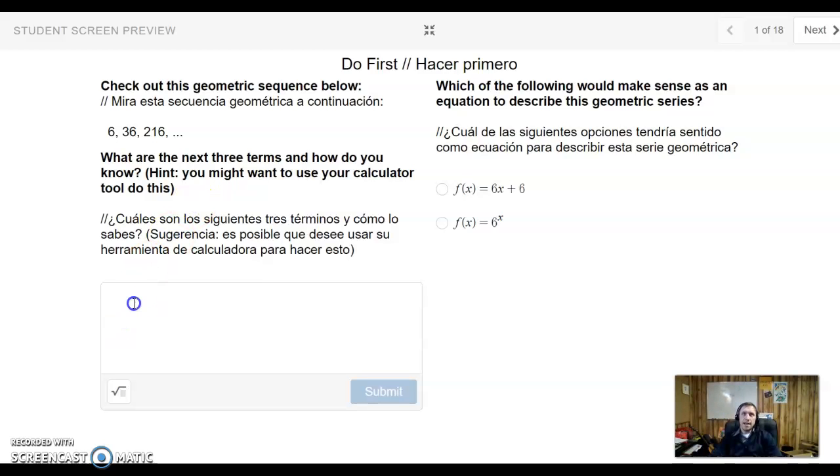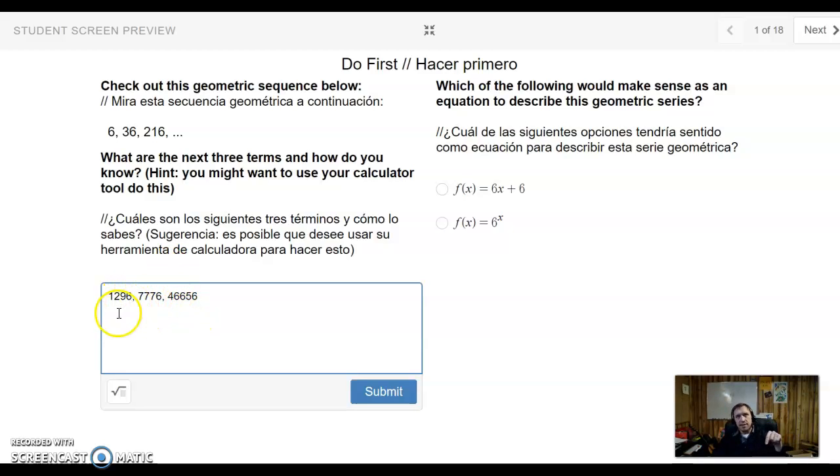And so what I found is I said, to get from 6 to 36, I need to multiply by 6. 36 times 6, yeah, that's 216. So then I multiply by 6 again, I got 1,296, then 7,776, and then finally 46,656. Geometric sequence means it's going to be an exponential function.